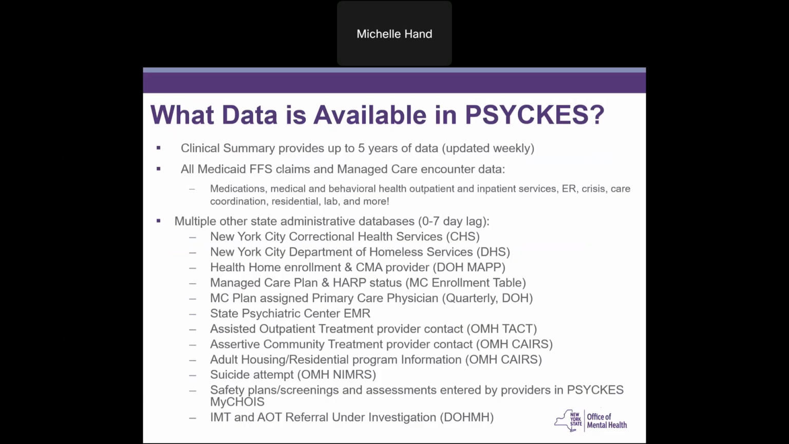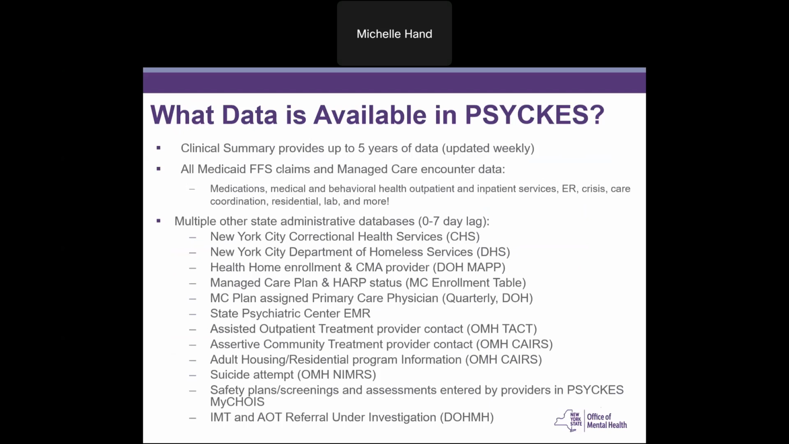And then next we have assisted outpatient treatment provider and contact information that we're getting from OMH TACT. And then we have a couple of data pieces coming in from OMH Cares, and that includes the ACT provider and contact information for assertive community treatment, as well as adult housing and residential program information.